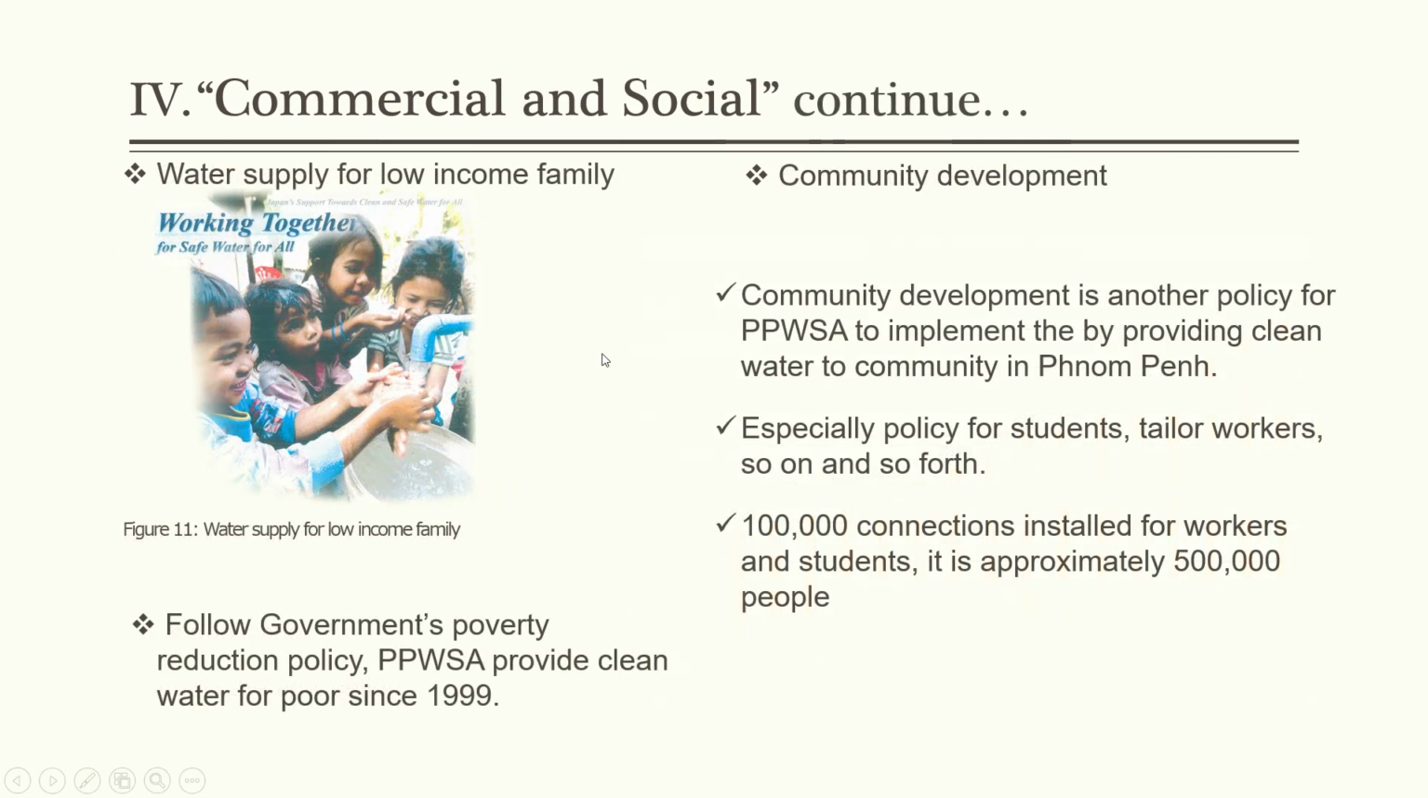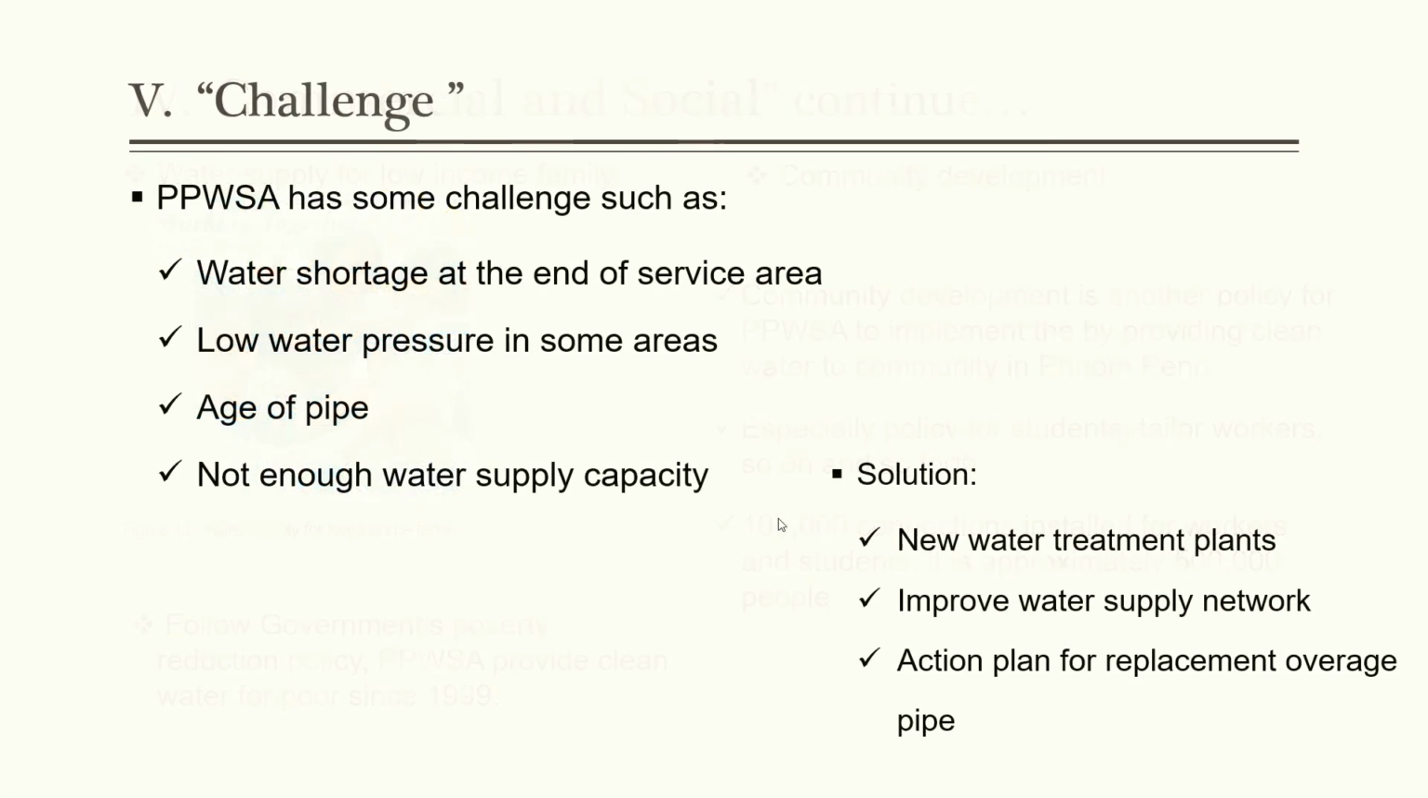And number four is commercial and social. Also, the water supply authority has had a policy for low-income families since 1999, and for community development it is implemented by providing clean water to communities, especially for students or workers. And recently it reached 100,000 connections for workers and students, and approximately 500,000 people.